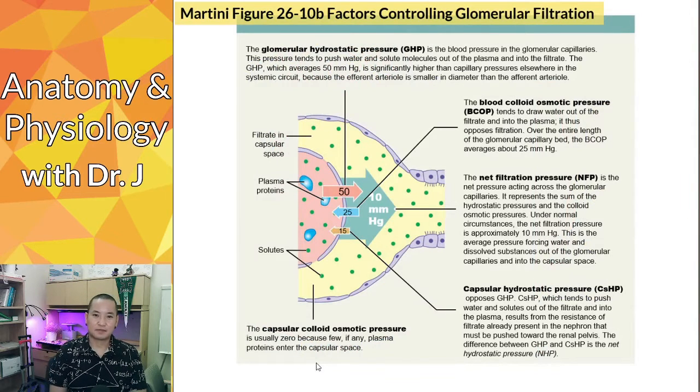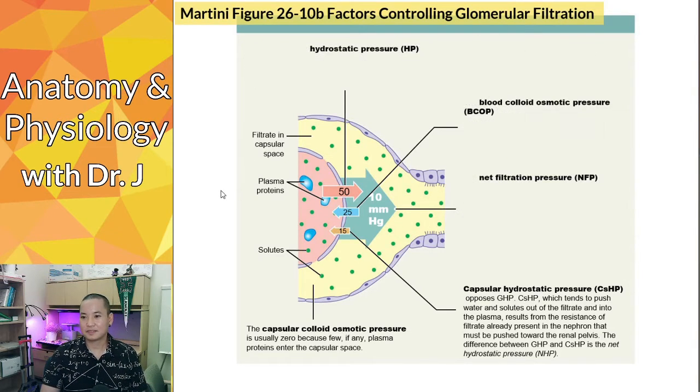Now there are various forces that affect how much filtrate, how much fluid, you make at the renal corpuscle. There are many different pressures, but we're going to talk about these in general. There are four main pressures that lead to something called net filtration pressure. If you remember exam 2 and our vessel hemodynamics, you might remember that net filtration pressure involves filtration and reabsorption. Same thing applies here.